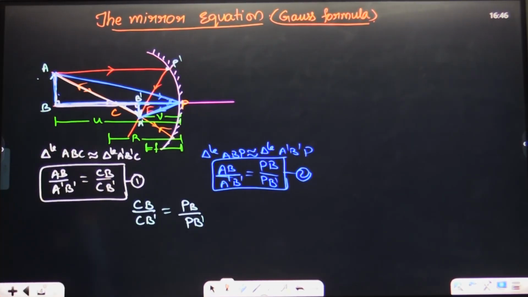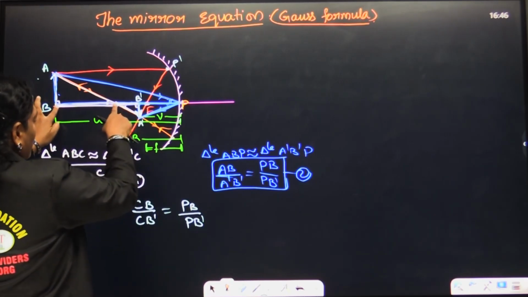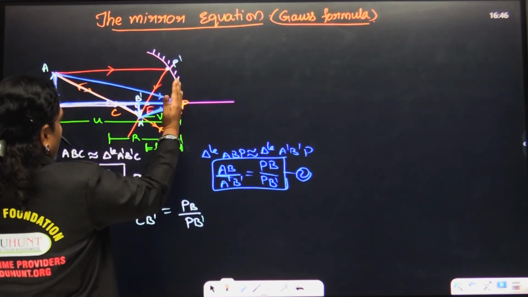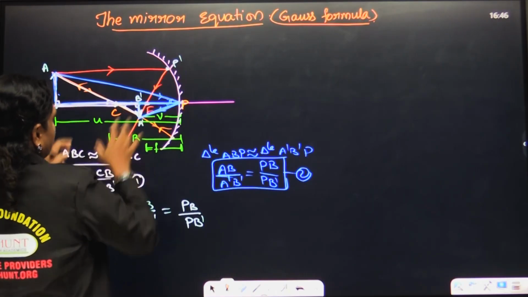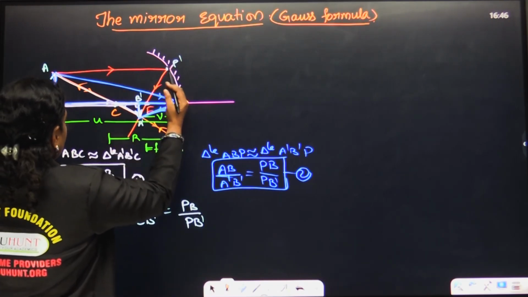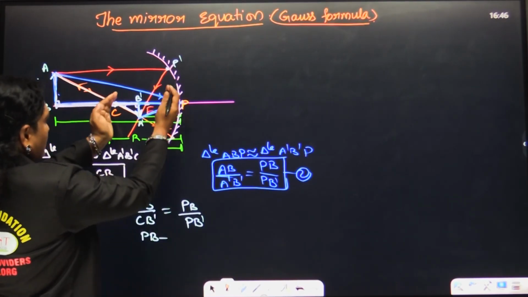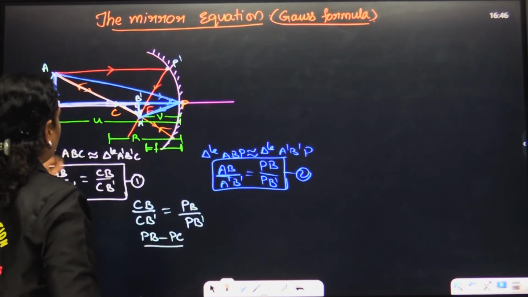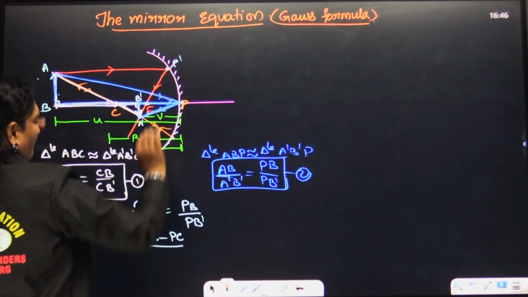If you observe the picture carefully, this portion CB can be written as the total length minus this portion. The total length minus PC will give you the remaining portion CB. That means this CB can be written as the total length, that is PB, minus this portion, that is PC. PB minus PC will give you the value of CB. CB is equal to PB minus PC.